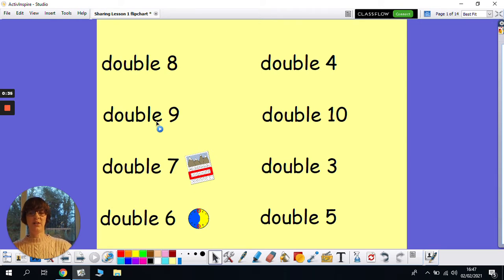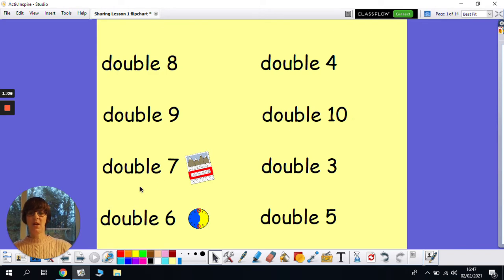Double 9, 18. And half of 18 is, well done, 9. Let's go back over and see if you remember double 8. Double 8 is, good, double 8 is 16. And half of 16 is 8. Well done. What was double 9? Double 9 is 18, isn't it? What's half of 18? Half of 18 is 9. Good job. Double 10? Yeah, double 10 is 20, and half of 20 is 10.